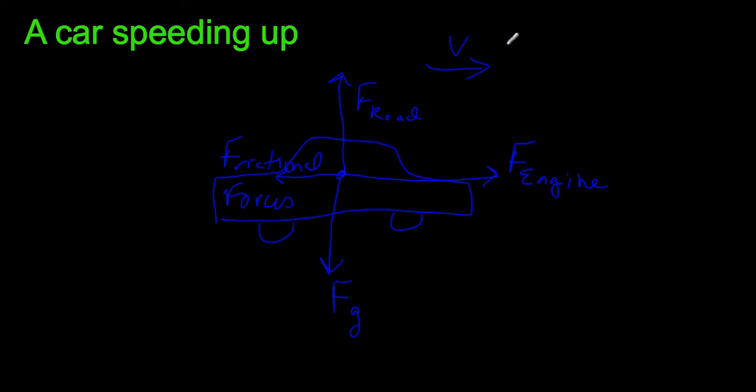But what we want to notice is the force going forward from the engine is more than the frictional forces going backwards. And if we would figure out the net force on this, it would be basically going in that direction, which tells us that this car will then accelerate. It's got more force pushing it forward than what it does pulling it backwards, so it then is able to go in a forward direction and speed up.